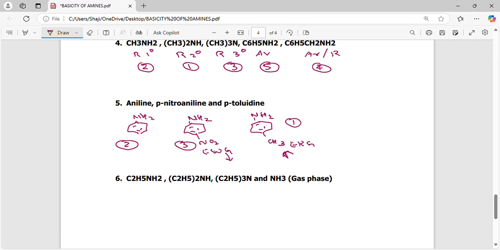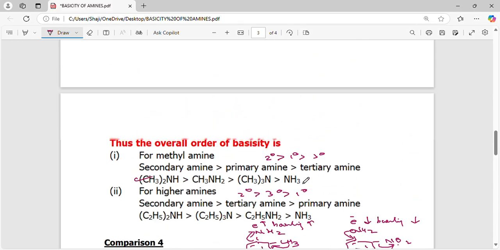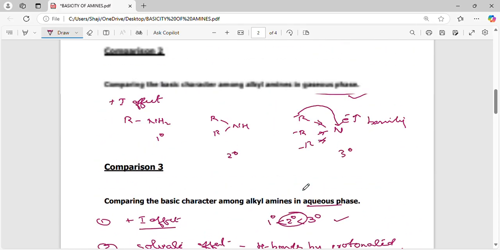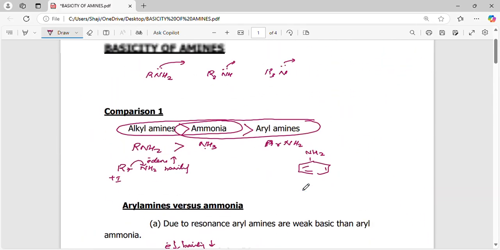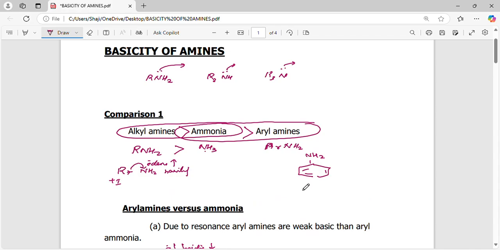And the last question, which is in gaseous phase. In gaseous phase I told you tertiary, then secondary, then primary. So tertiary is this, number 1, secondary, this is primary, third position, and finally ammonia, fourth. Okay, so this is how we can arrange the basic character between different amines. So when you study, if you follow this kind of different comparison, it will be easy for you to attend the board exam. Thank you all.